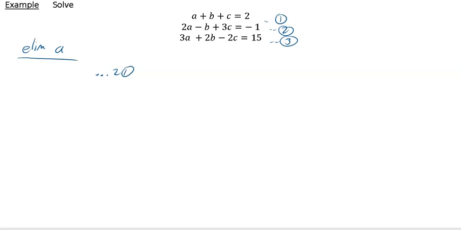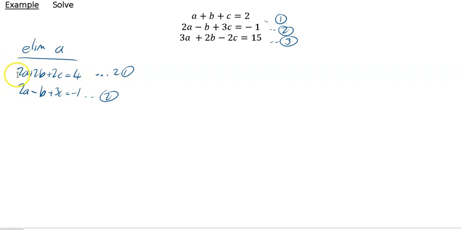I've done my equation 1 times 2, so I'm going to get 2A plus 2B plus 2C is equal to 4. And then I'm going to write down my second equation. So that's 2A minus B plus 3C is equal to minus 1. That was my second equation. So I multiplied my first equation by 2 so that I would have the same number of A's in both of these equations now. And they're both positive 2A. That means I'm going to subtract. So I'm just going to do 2 times my equation 1 minus my equation 2.